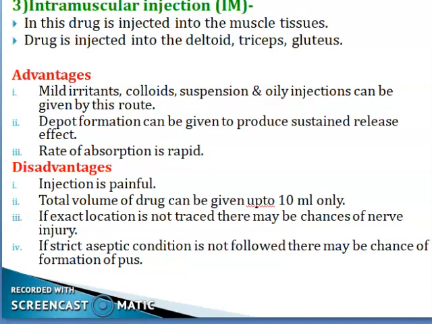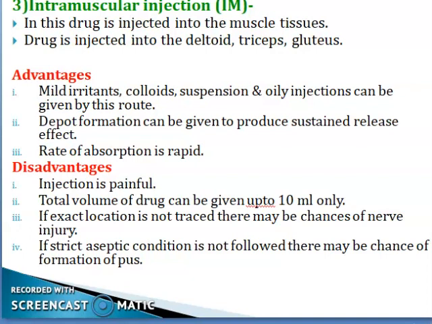Next one is the rate of absorption is rapid. Obviously, as the drug is directly given into the muscles, its rate of absorption is rapid compared to the subcutaneous and the intradermal route. Next are the disadvantages. First one is the injection is painful. Okay, so we see that as the drug is given into the muscle, and drugs like colloidal, suspension or oily injections are given by the intramuscular route, there is a chance of painful injection.